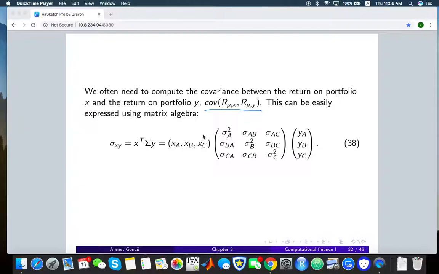This can easily be done by again using our covariance matrix. Notice that we are pre-multiplying our covariance matrix with the investment weights for the first portfolio. So basically X defines portfolio X and Y defines portfolio Y. The covariance can be computed by simply multiplying X transpose, the covariance matrix, times the investment weights for the second portfolio Y.